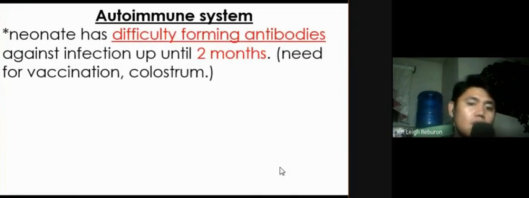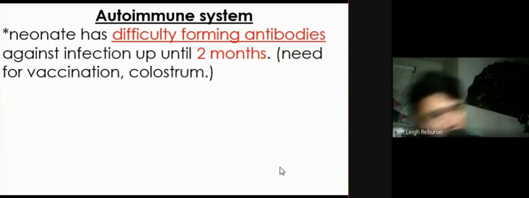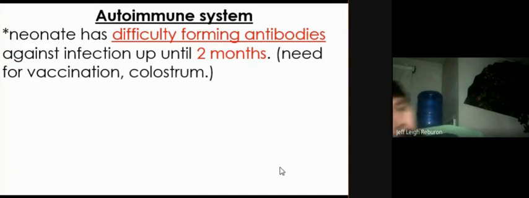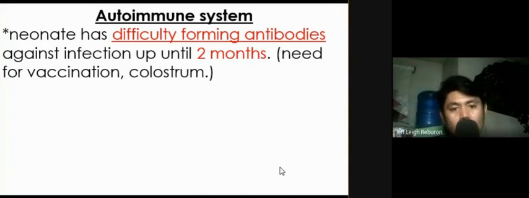Okay, we talk about the autoimmune system. Okay, always remember that newborns have difficulty forming their antibodies, okay, against infection up until 2 months. The child may have difficulty forming their own antibodies because their lymphatic system are still inactive or immature.